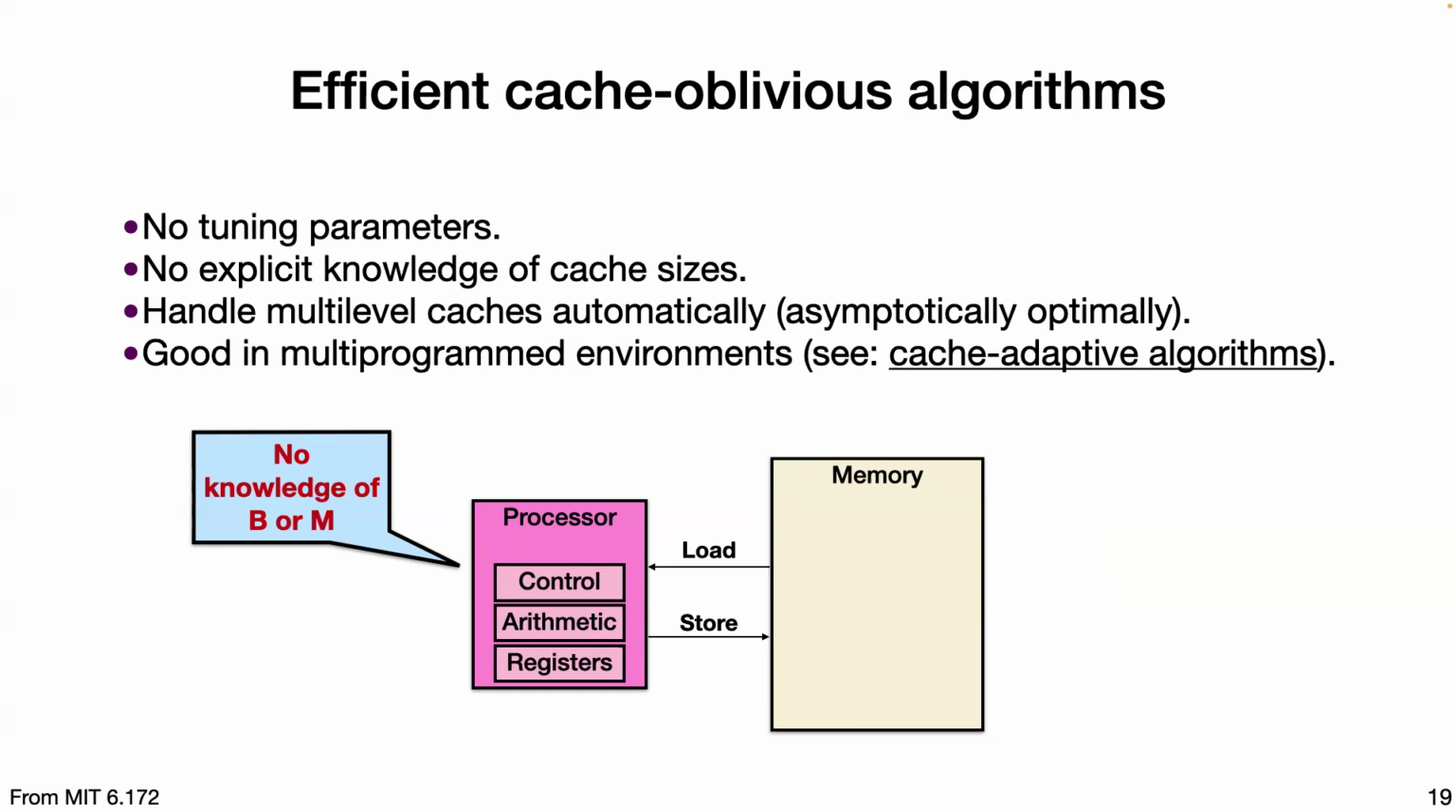And it turns out that this is better in multi-programmed environments, when the cache size changes over time, or the effective cache that you have changes over time. So with efficient Cache-Oblivious algorithms, you can achieve the lower bound without explicit knowledge of B and M.